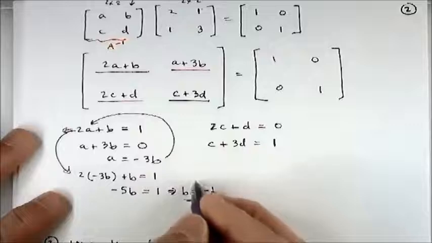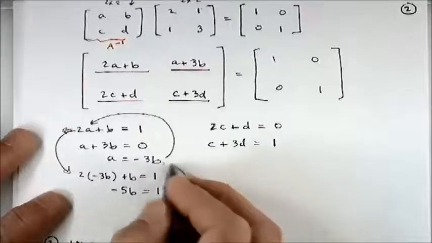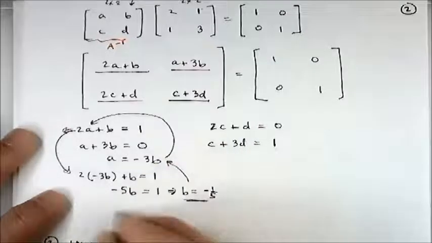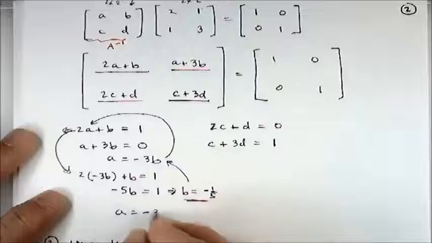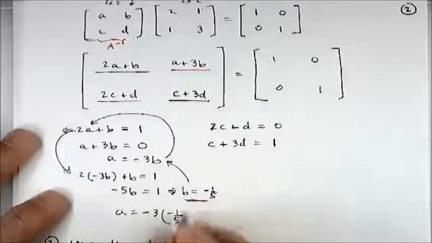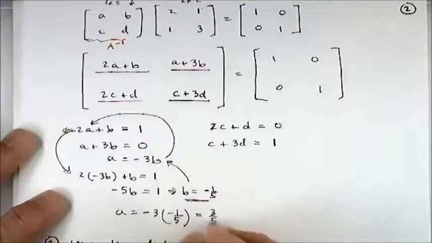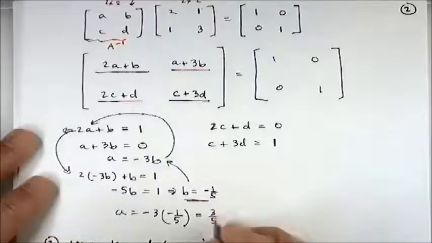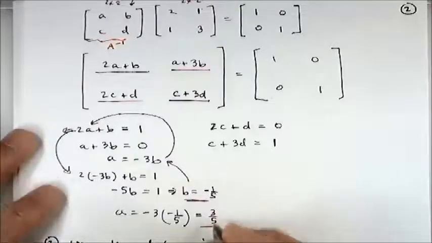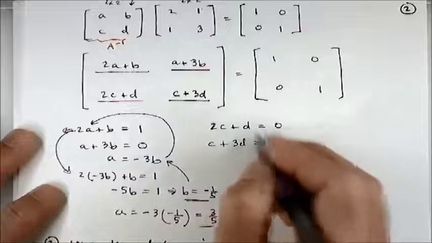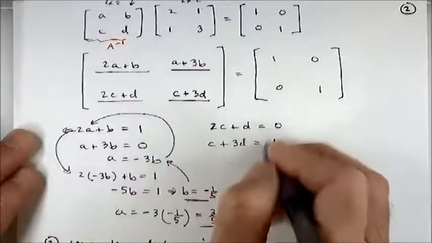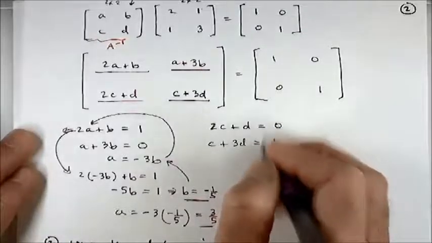I got one of my letters. If I put that right back into here, then A should equal negative 3 times negative 1/5, which is positive 3/5. Okay, so I've got A and B. So take a second now, try to solve these other two equations for C and D.